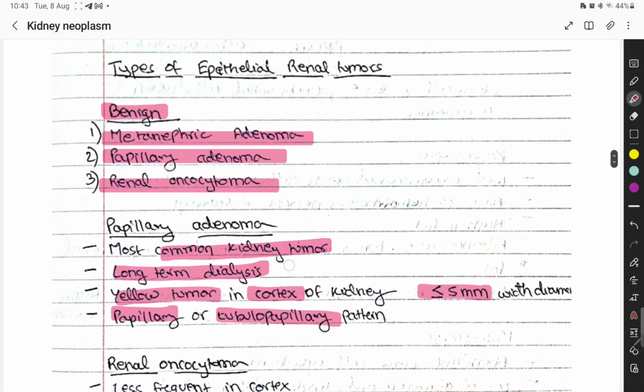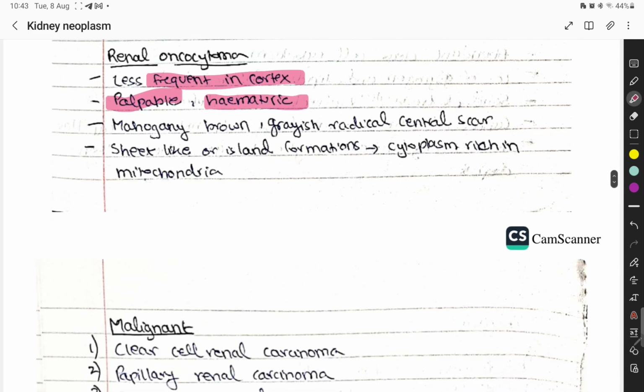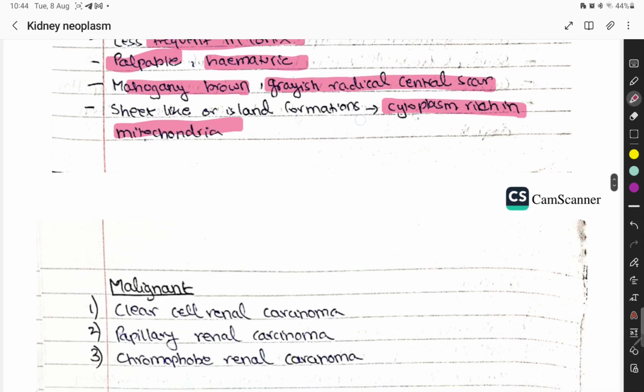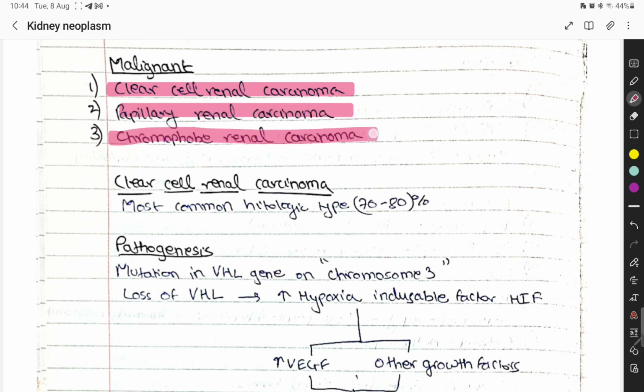Then you have renal oncocytoma. It is less frequent in the cortex. It is palpable, hematuric, mahogany brown, with a grayish radial central scar, and sheet-like or island formation. Okay, the cytoplasm is rich in mitochondria. Fine. Now, the three malignant types of kidney tumors are clear cell renal carcinoma, papillary renal carcinoma, and chromophobe renal carcinoma.